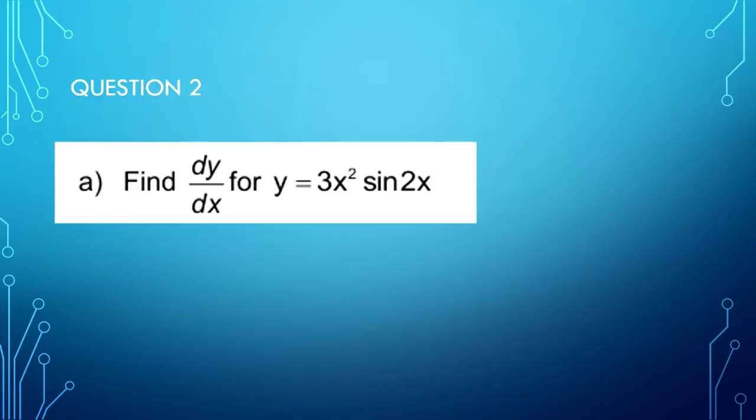Okay, for question A, we need to find dy over dx for y equal to 3x to the power of 2 sine 2x. So, let's look at the solution.